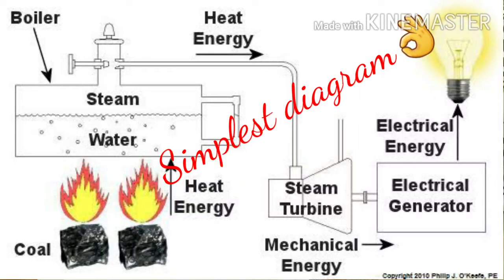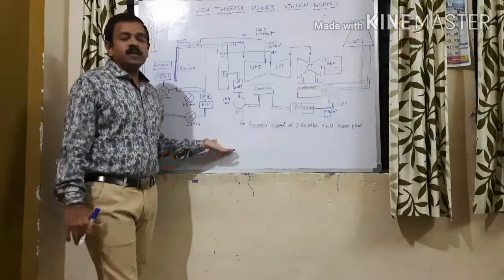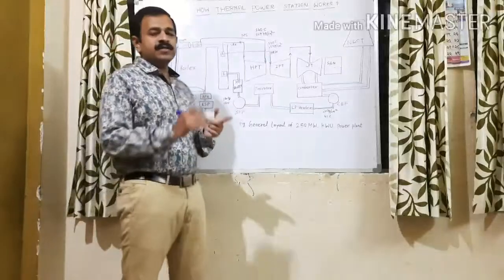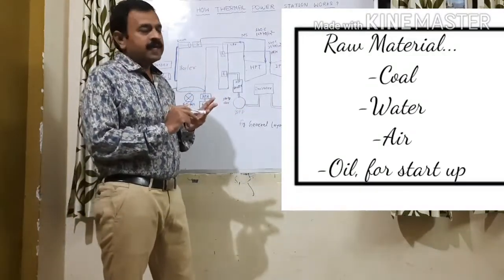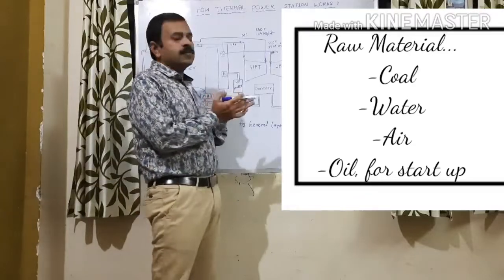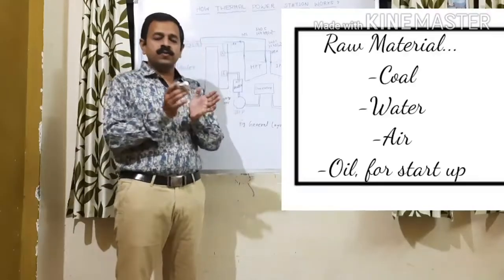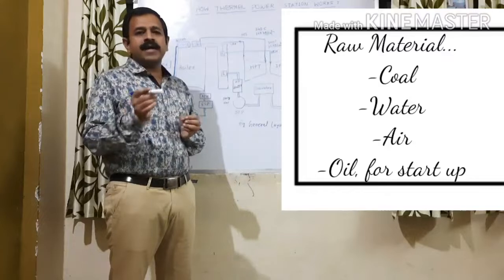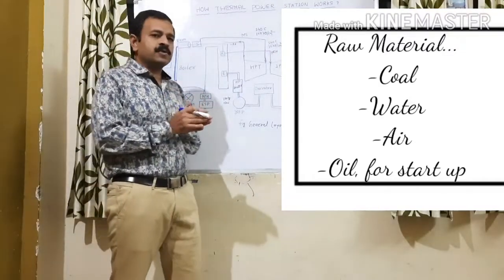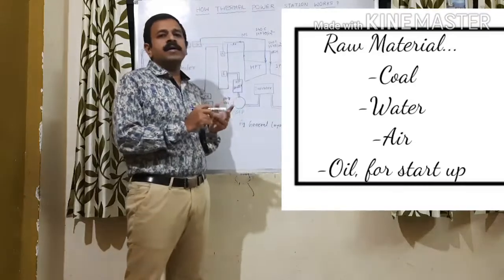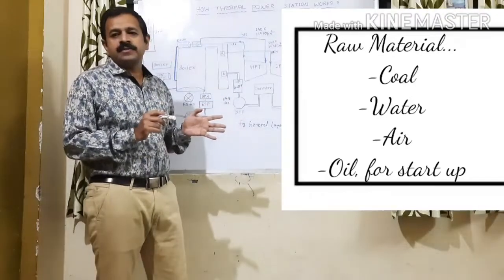Now, in this thermal power station, what are the raw materials we are using? We are using coal, water and air, and some sort of fuel oil. We use oil very rarely, at the time of startup or light up condition, or in an emergency. Otherwise we are using only coal, water and air. These are the raw materials.